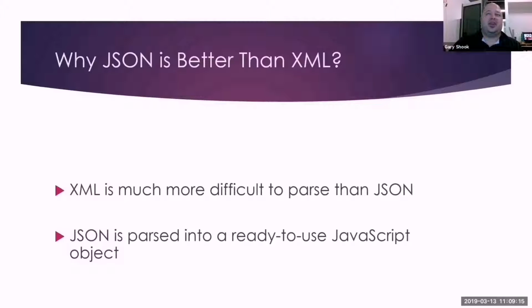Why JSON is better than XML. Now, I really think this is a personal opinion. Some people still like using XML. Where I work, I've talked to some of the guys that work in software development, and some of them like XML better. They scoff at JSON being so popular and taking over XML. Anyways, XML is much more difficult to parse than JSON. That is a true statement. JSON is parsed into a ready-to-use JavaScript object.